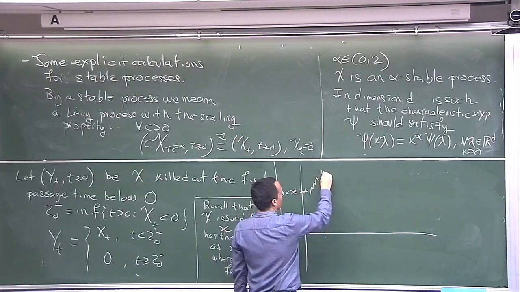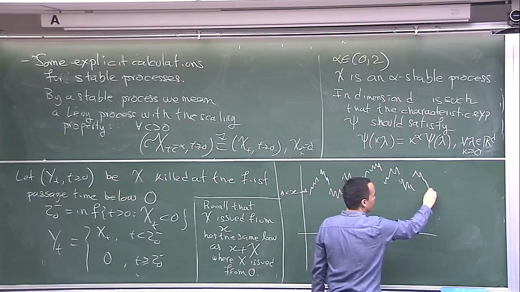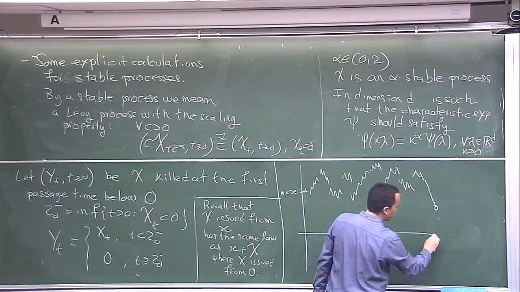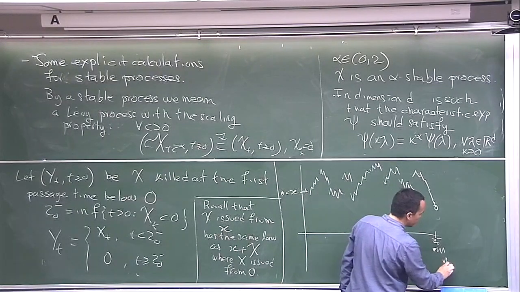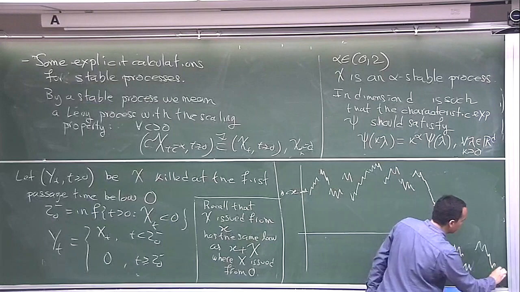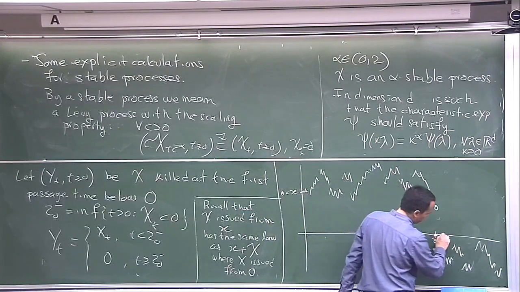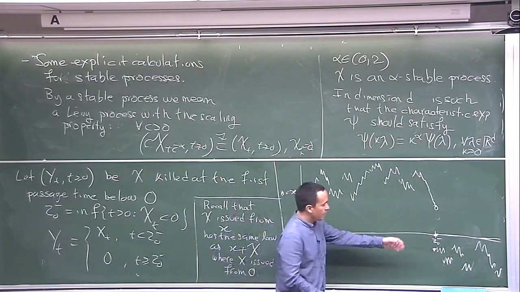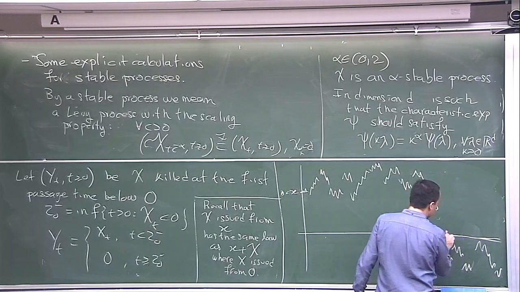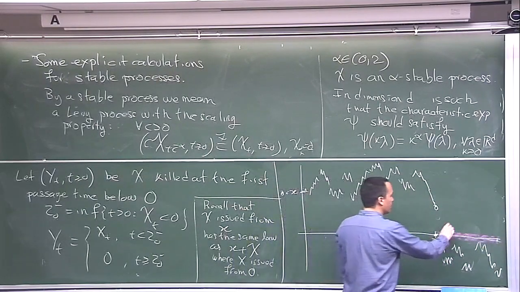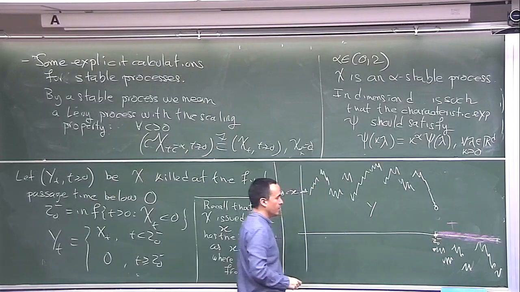So this process, when alpha is different from two, will have a lot of jumps, many little jumps, a few that are bigger, and then eventually it will jump to some level below zero. And instead of continuing to observe the path of X, we stop the process and we stick it to zero. That sticking to zero we understand as sending the process to a cemetery state. So whenever it goes below zero, we kill the process. So the process Y has this path.